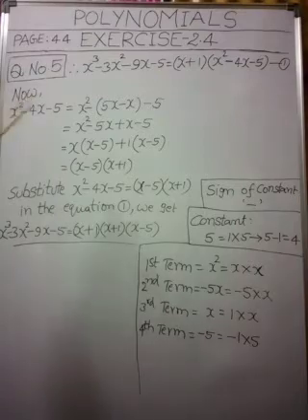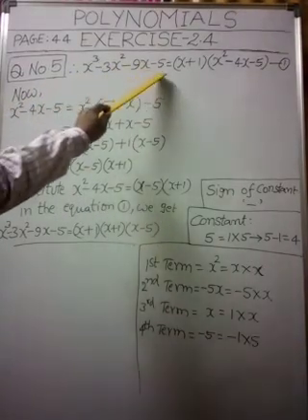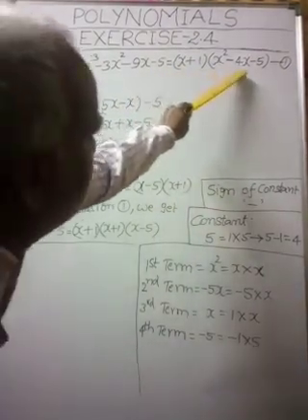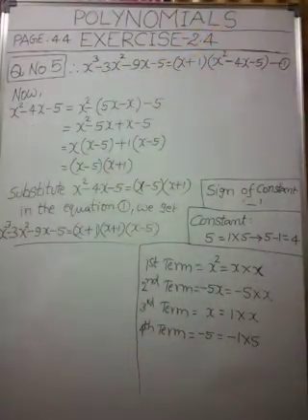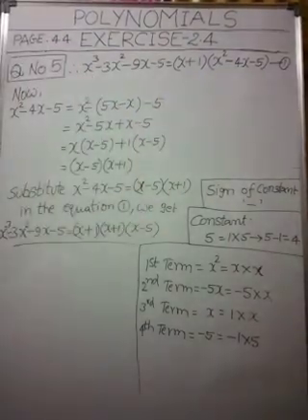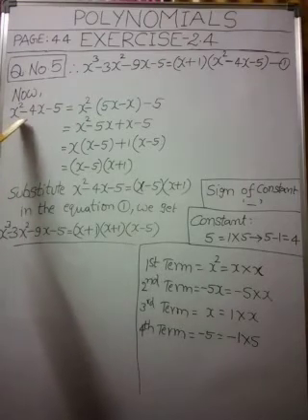Now come to this result. x cube minus 3x square minus 9x minus 5 is equal to x plus 1 into x square minus 4x minus 5. We assumed this result as equation 1. Okay, my dear children. And previously I told you this is a monic quadratic expression. Now we factorize this monic quadratic expression separately.